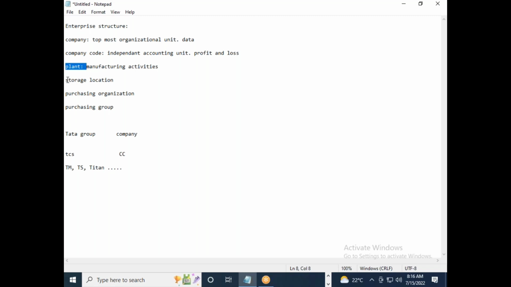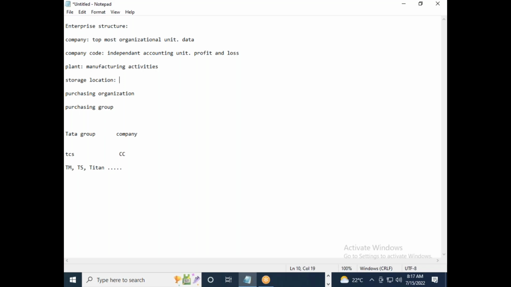Now, what is the meaning of a storage location? A storage location is a place or an area where we are going to store the products we have manufactured. Once you manufacture a finished or semi-finished product, we cannot just leave those products in the outside area, as they may be exposed to sun or rain. So we need to store our products in some particular area, like a closed area. That is nothing but a storage location.